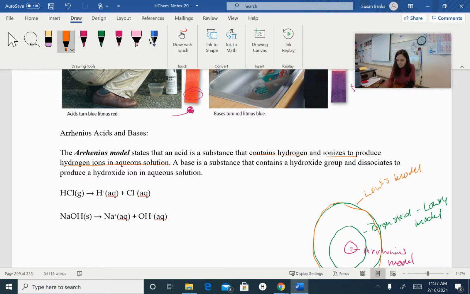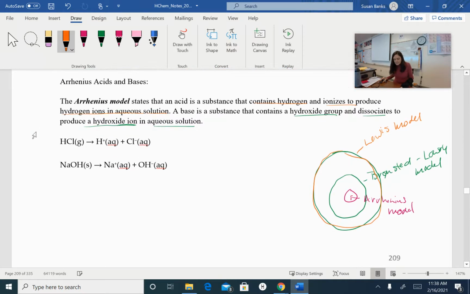Okay? So a base is kind of the same thing. It has to have a hydroxide group. And it has to dissociate, once again, which is another fancy way of saying break apart, to produce hydroxide ions in a water solution. Okay? So when we look at this, a good Arrhenius acid would be hydrochloric, hydrogen chloride. When I bubble this hydrogen chloride gas up through water, it will separate into a hydrogen ion and a chloride ion.